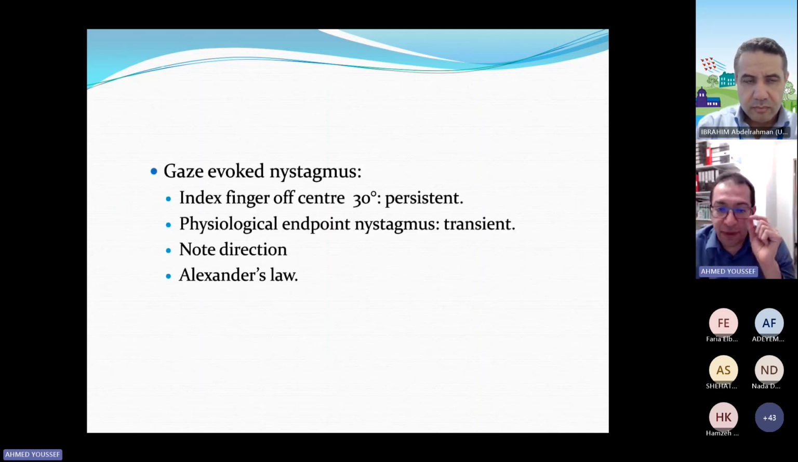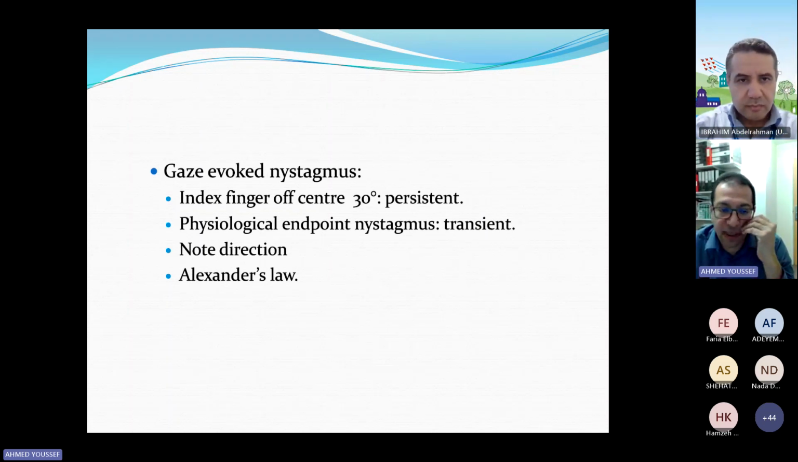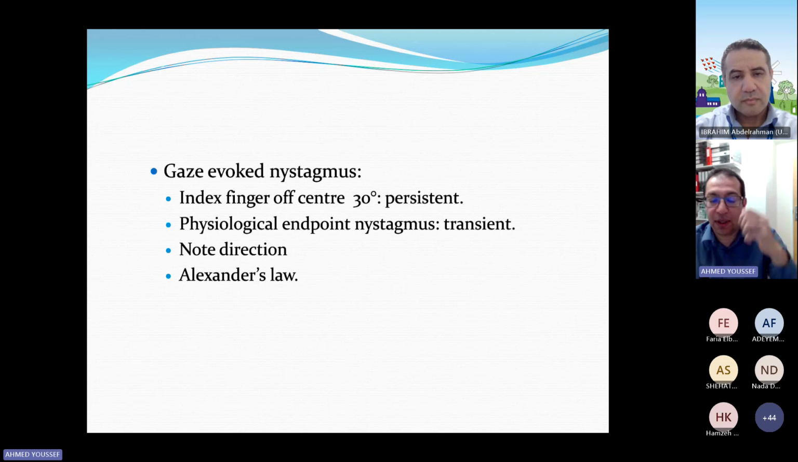And then after looking for spontaneous nystagmus, I specifically look for gaze-evoked nystagmus. So basically, you ask the patient to fixate on your finger or pen to the sides of the center and see if there is gaze-evoked nystagmus, which means that when the patient fixates on the target, they start to develop nystagmus. This could indicate a central pathology as well.